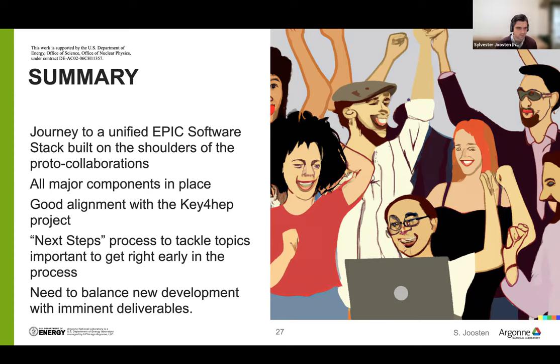Next steps process was just kicked off to tackle topics important to get right early in the process. A lot of those are a little bit more difficult than the choices that we really, do or die, had to take right now. But we'll be giving a lot of priority. And we need to balance new development with our imminent deliverables, which are happening on timelines of the order of 1 year, 2 years, etc. Thank you. That's all I have.